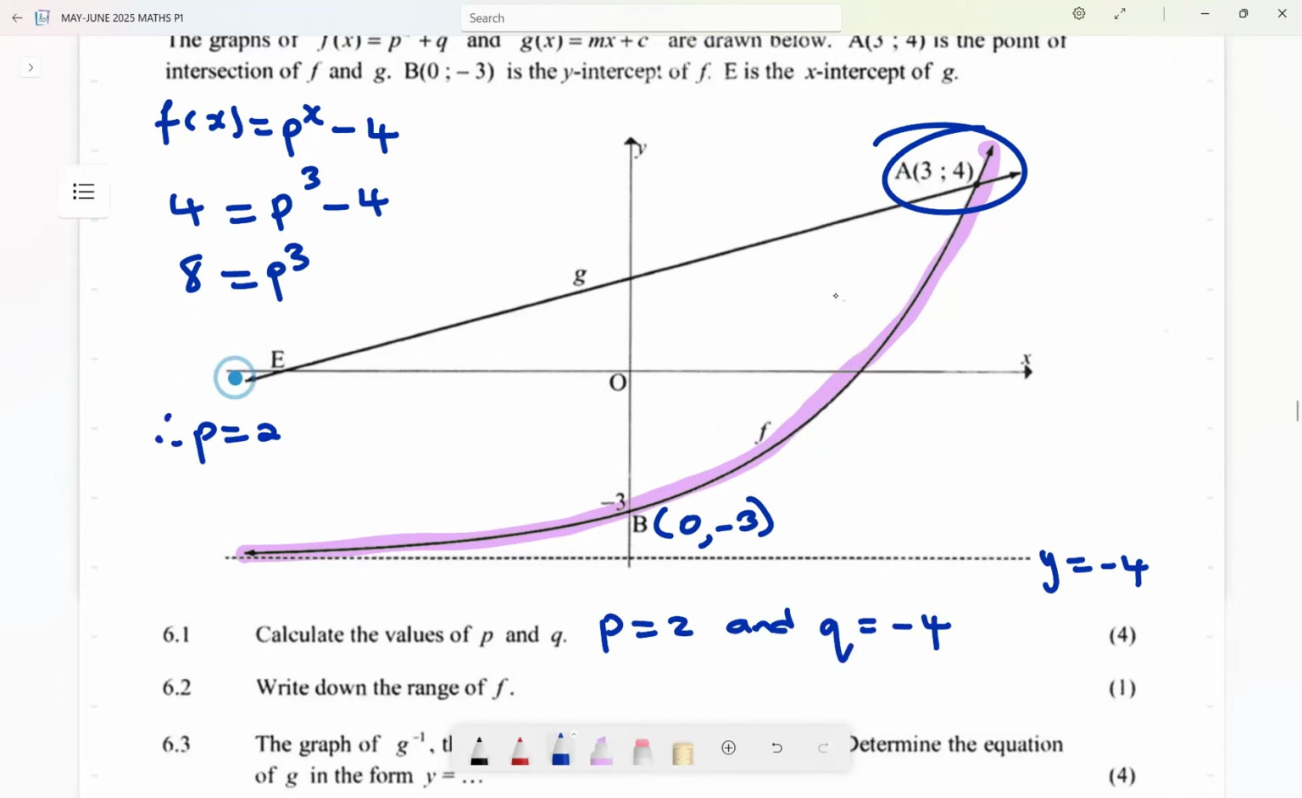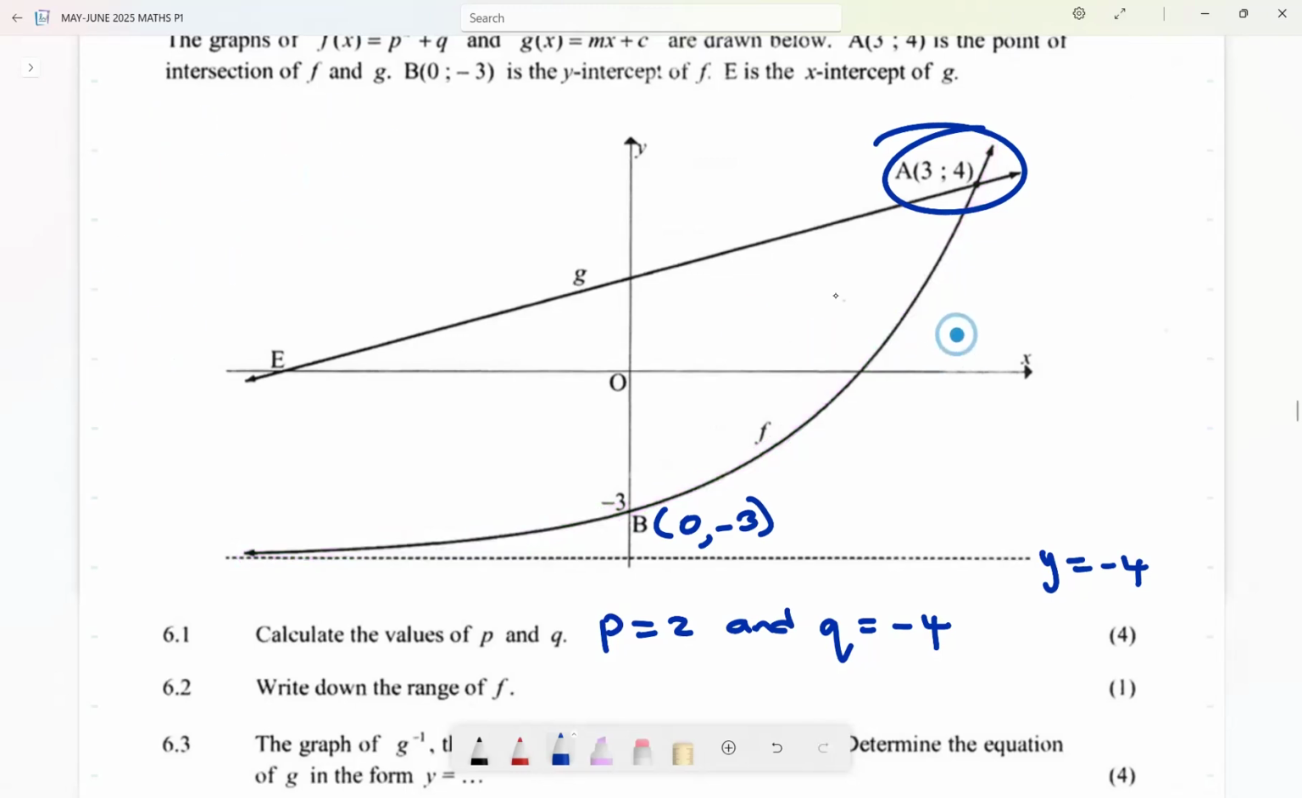You can cube root here, guys, if you're lazy to do your mathematics. Cube root, p is equal to 2 as well. So, okay, we have found that.